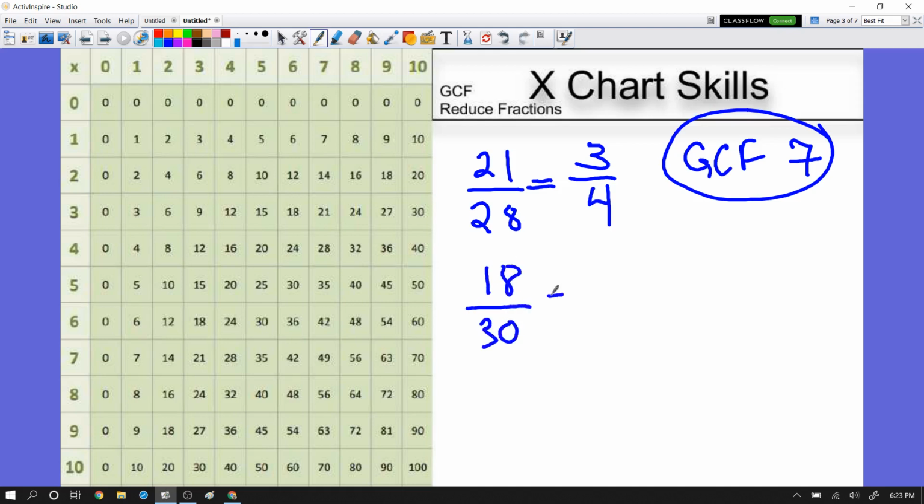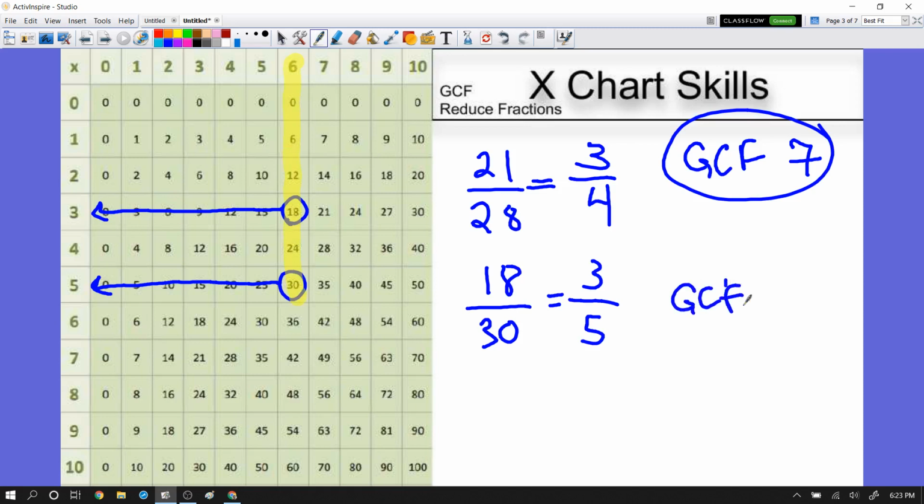Okay, so I'm going to go ahead and just scroll through here and just stop. Oh, there's 18. Went down the column and I'll see a 30. Let's find another 18. 18, 30. Cool. There's 18 over 30. Follow it over. 3/5. There's your simplified fraction. And then we find the column that we found it in, 6. That is your GCF. The greatest number that can fit into both 18 and 30 is 6.